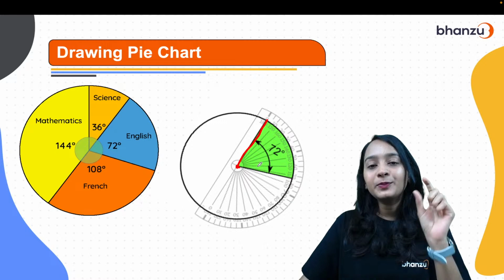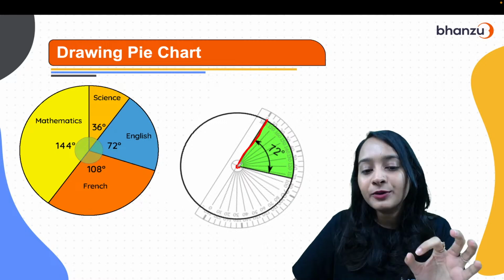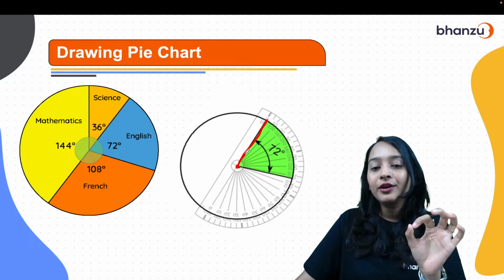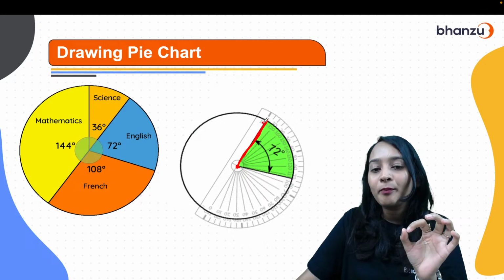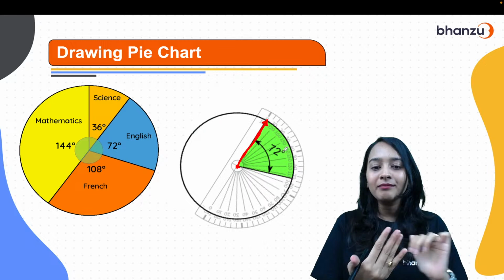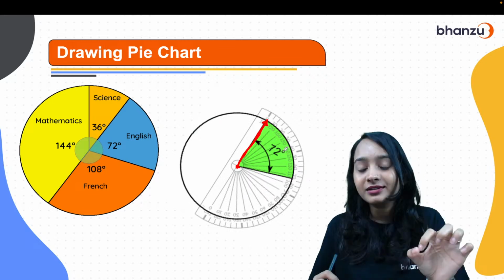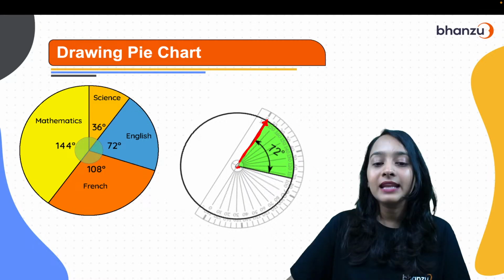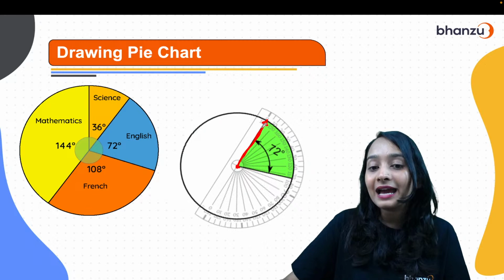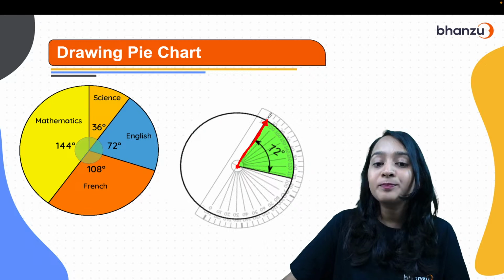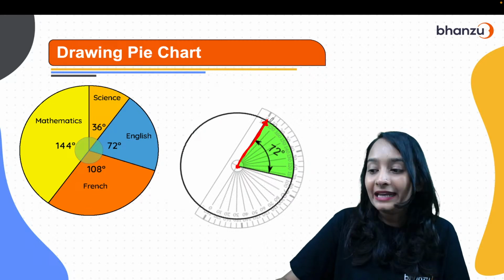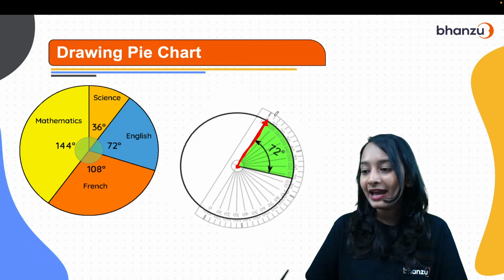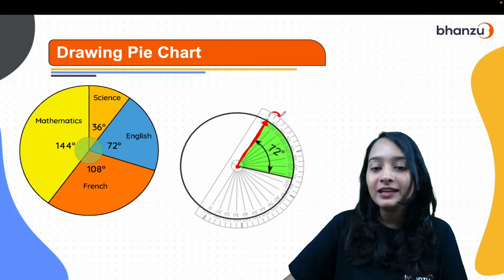So, take the protractor, keep the center of the protractor at the center of the circle, and now here we have the baseline pointing to the zero. When to use the inner scale of a protractor and when to use the outer scale of the protractor, right? As you can see, the baseline of this angle is pointing to the outer scale of the protractor, right? So we take the readings on the outer scale.